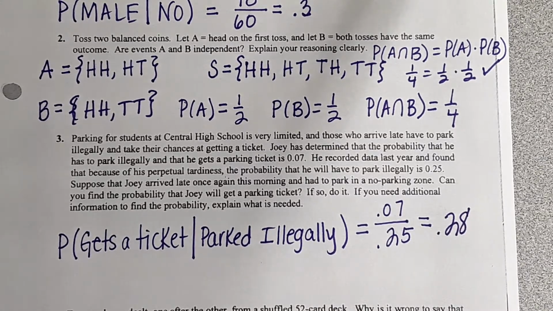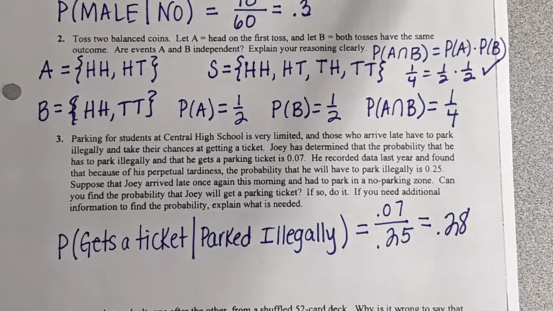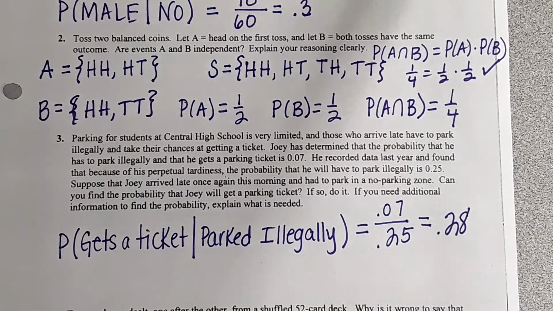Now, I know that some of you are looking at that and you're like, well, I wouldn't have done it that way. I didn't know. You guys, if you start thinking and you start reading these, right? You're like, okay, why did they give me 0.07? Why did they give me 0.25? What do I need to know? Well, okay, I know that's the intersection and I know he parked illegally. So what do I know about the intersection and this? Oh, it's a conditional probability. Okay, this is one of those ones where they didn't use the word given, but you can see why they gave it. So you always have to ask yourself when you see a problem like this, what did they give me and what can I do with what they gave me?